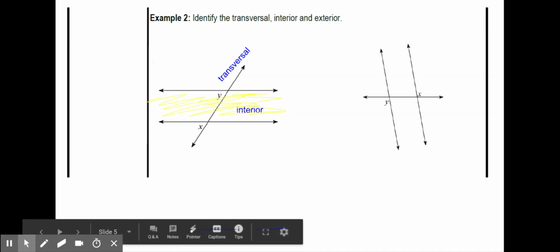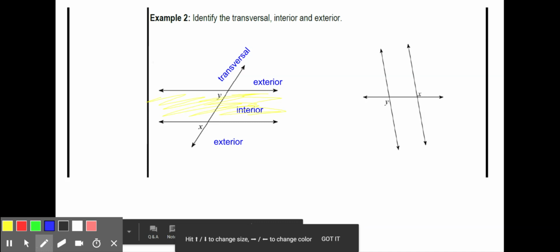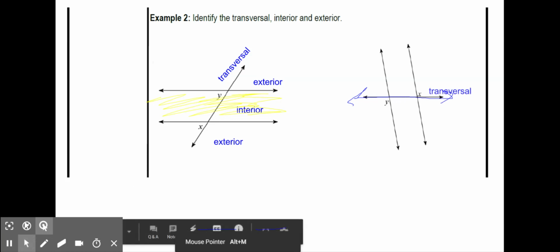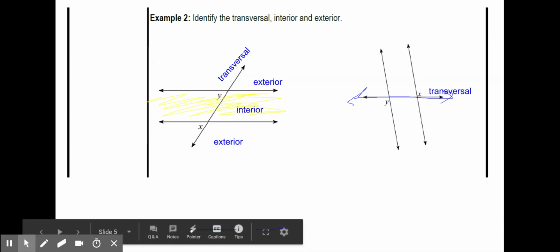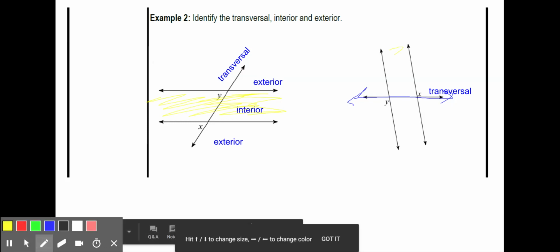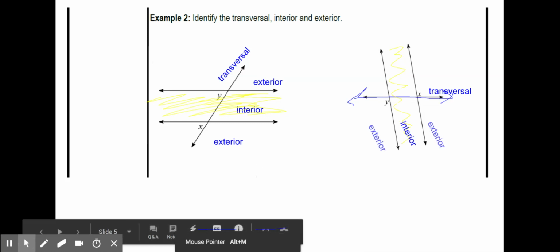So there we have the interior, and then we can label the exterior. Now our two lines cut by a transversal can be rotated. So they might look different, but we still want to find a line that crosses two or more other lines. So we found our transversal, and inside, like inside of a sandwich, that's going to be our interior and our exterior.